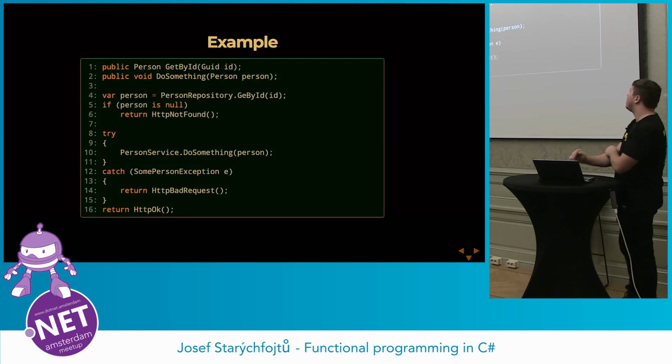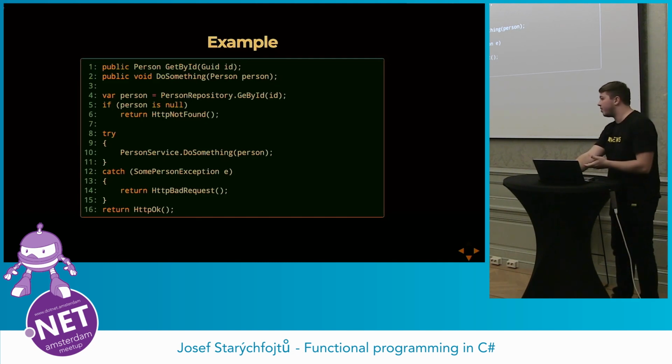Yeah, so we are getting closer to the end. This is a bigger example of how the shift from object-oriented code can be made in C#. Let's say this is some endpoint in our code base. We retrieve the person by ID. Then if it's null, we return HTTP not found. Then we try to do something. If something happened, we return bad request. Otherwise, we return OK. This has all the bad properties we have talked about throughout the talk.